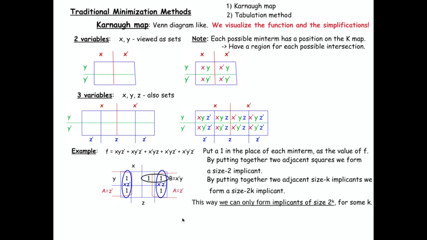Okay. So this function now, f, will be expressed simply as a plus b, where a equals z prime and b equals x prime y. And then if we express it that way, it's going to be fully equivalent, a plus b, to what we started with.